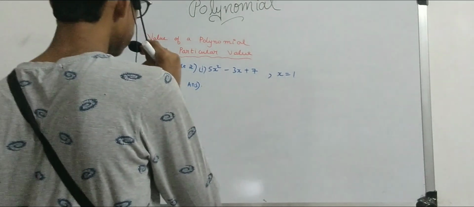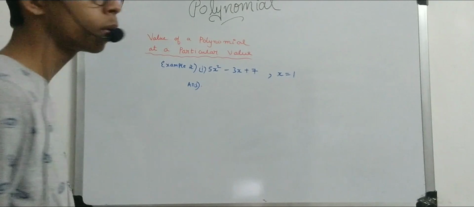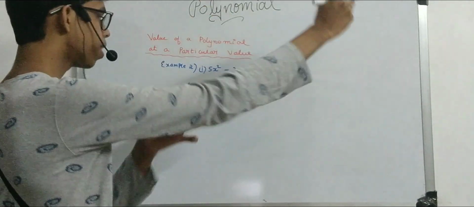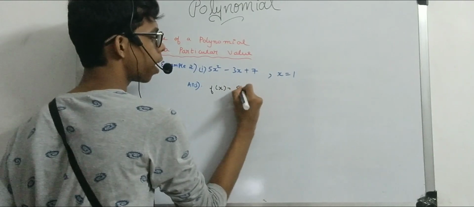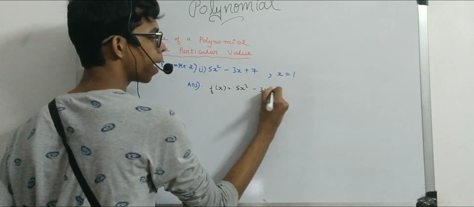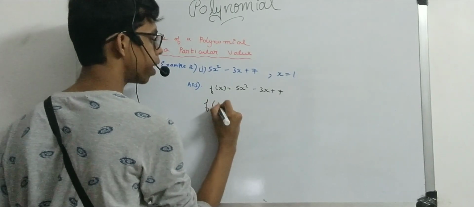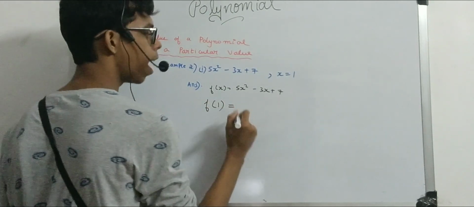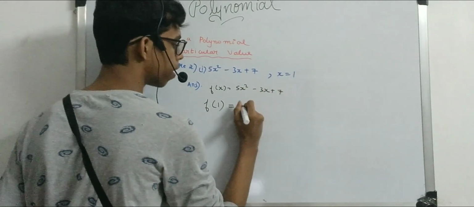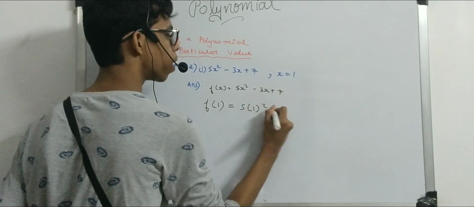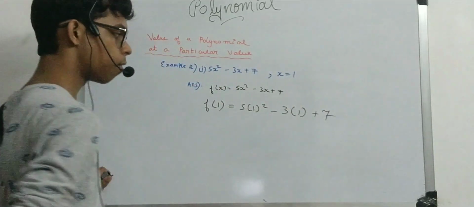So our first question is 5x square minus 3x plus 7 at x is equal to 1. As I have told you, you have been given f of x is equal to 5x square minus 3x plus 7. You have to find the value at 1, which means you have to find f of 1. So f of 1 is equal to, substitute this value of x everywhere, 5 into 1 square minus 3 into 1 plus 7.